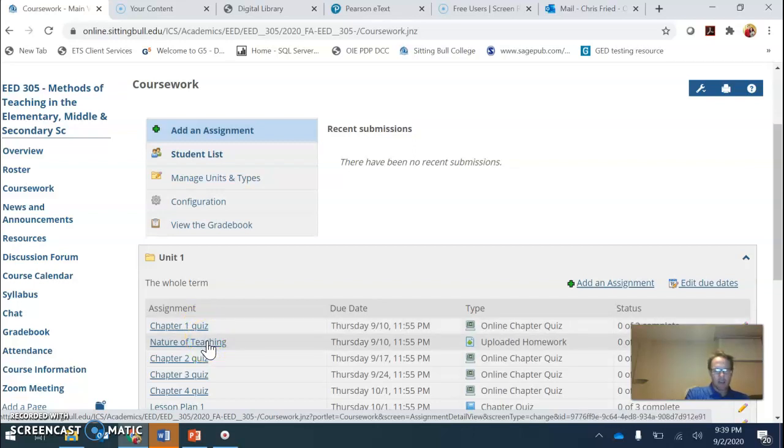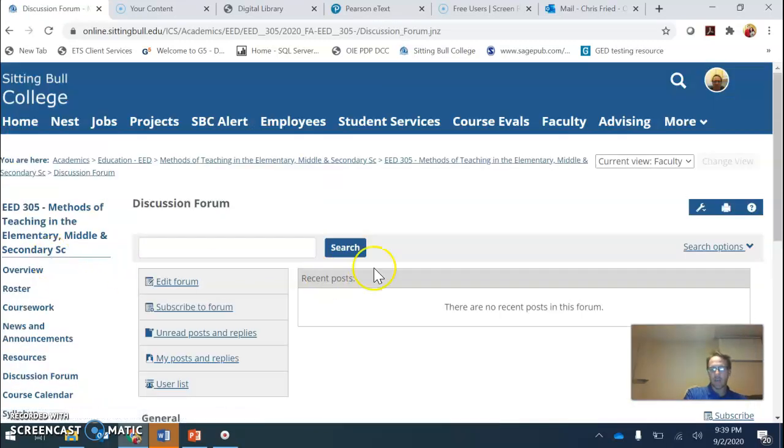There's just an attachment to this assignment that you can open up. You can download it. It's in a Word document. You can type into it, or you can download it and handwrite it, and then you can either upload it or bring it to class next Thursday. The other thing to remember that I want you to do is a discussion forum.